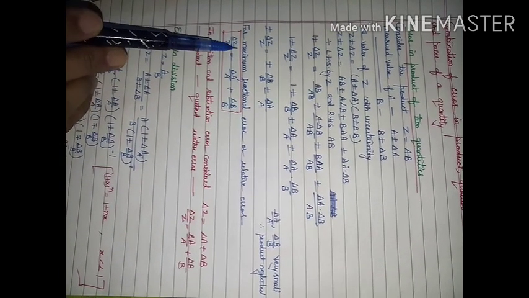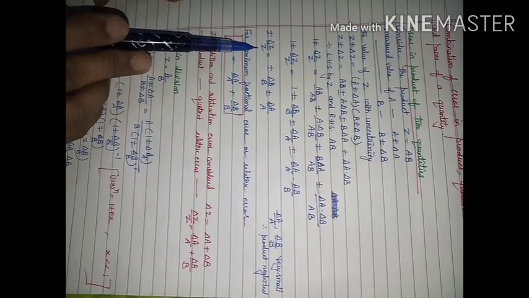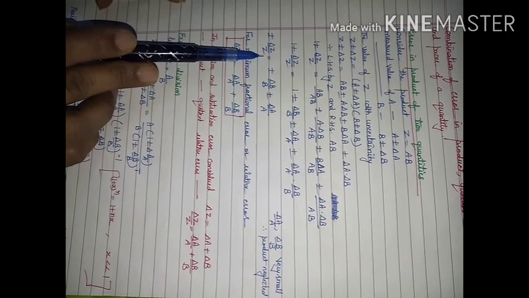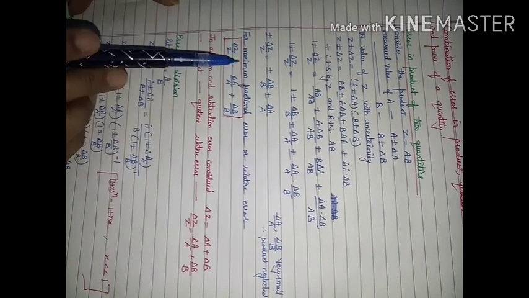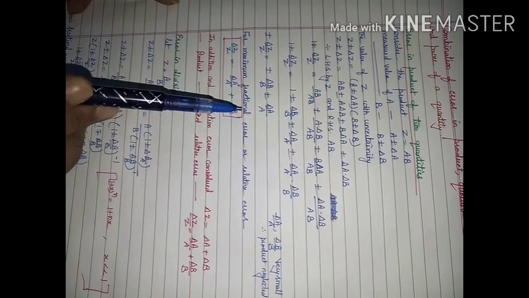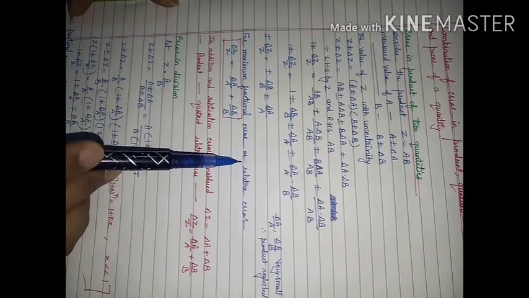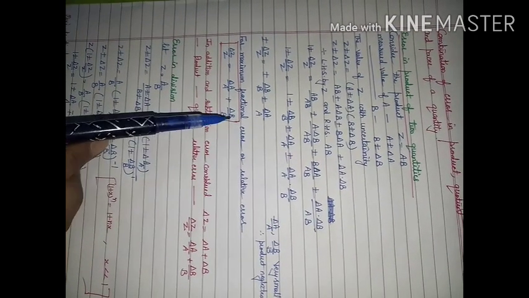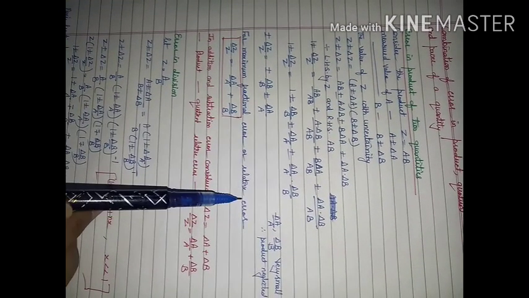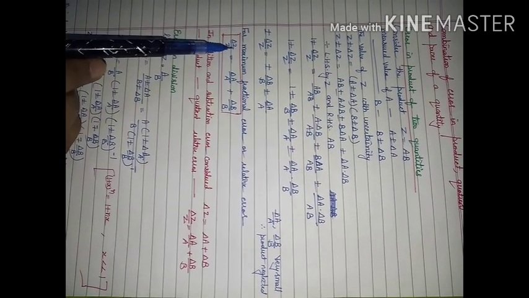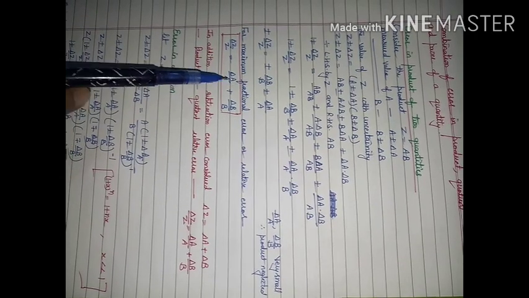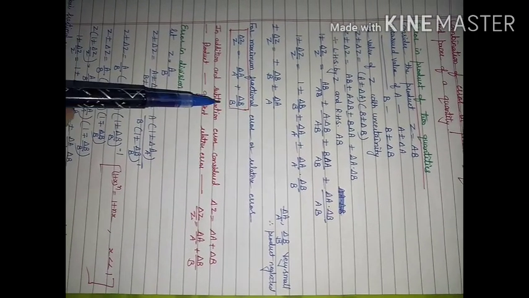This is giving us maximum fractional error if we consider positive sign only. So for positive sign, we will consider maximum fractional error or relative error. Another name of fractional error is relative error. So maximum relative error in this measurement will be delta Z upon Z is equal to delta A upon A plus delta B upon B.